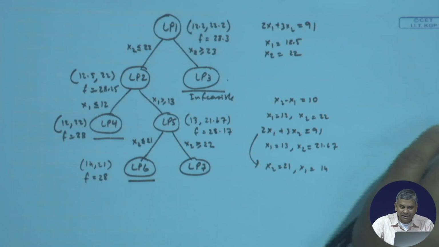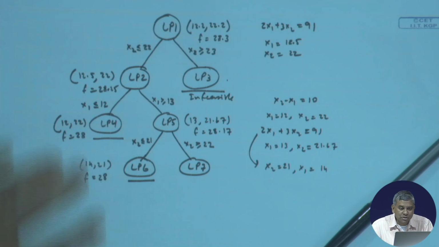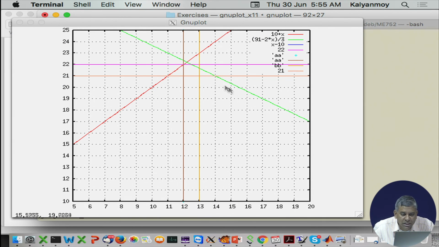What about LP7? It will be x2 greater than 22. This was my original one, and now this says greater than 22. There is no feasible solution. So we fathom and say infeasible. Good for us, we don't have to do any more. So everything is fathomed now. There is nowhere else to branch.